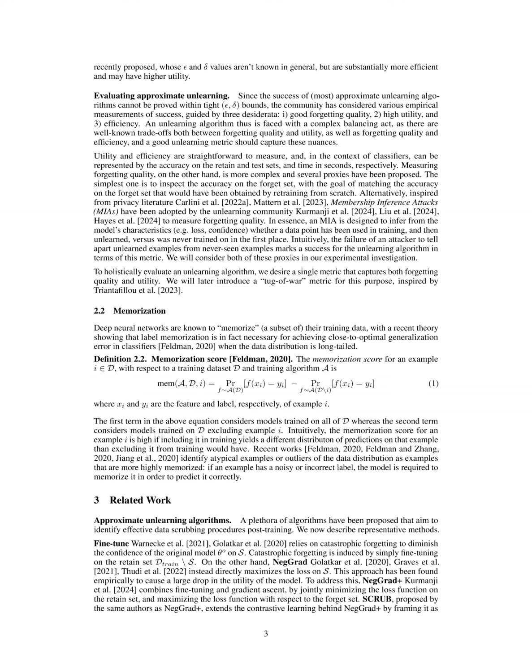Utility and efficiency are straightforward to measure, represented by the accuracy on the retain and test sets and time in seconds, respectively. The tug-of-war metric is introduced to holistically evaluate an unlearning algorithm, capturing both forgetting quality and utility by comparing the accuracies of the unlearned and retrained models on the forget, retain, and test sets.